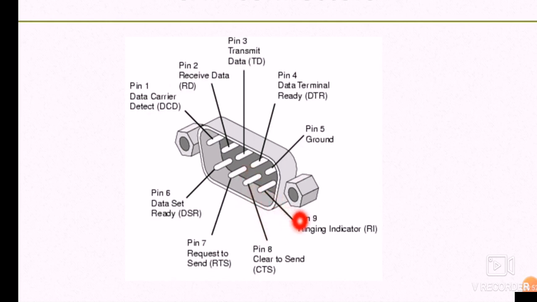Then the final one is ringing indicator, that is RI. It is a kind of indicator, used if there is any need of intimating something. But you will not use all these pins. Definitely you will use pin number 5, you may use pin number 2, and you may use pin number 7. That's it. Apart from that, which pins you use depends on your project.